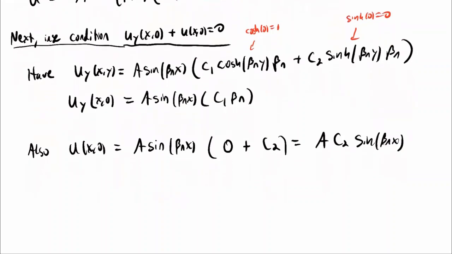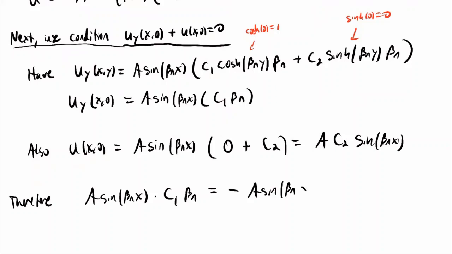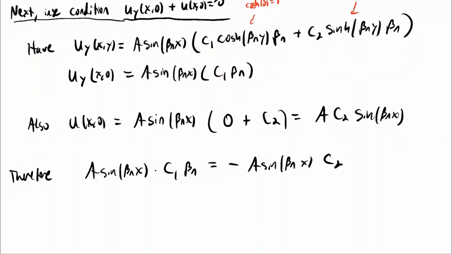And so now if we plug these into our boundary condition, what do we end up with? Well, I know that u_y(x,0), which is a sine beta n x times C1 beta n, has to be the negative of this term. So this is equal to negative a times sine of beta n x times C2. And now let me cancel the like terms, which I can do because we just choose x so that this is non-zero, and then you can divide. And so this tells me that C1 beta n has to equal minus C2.